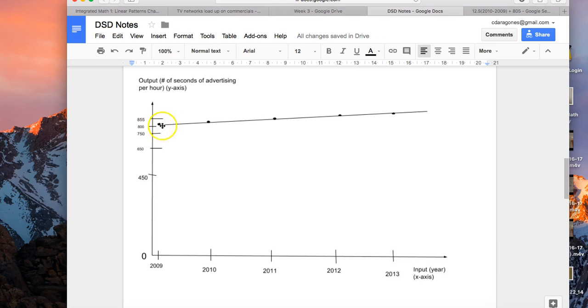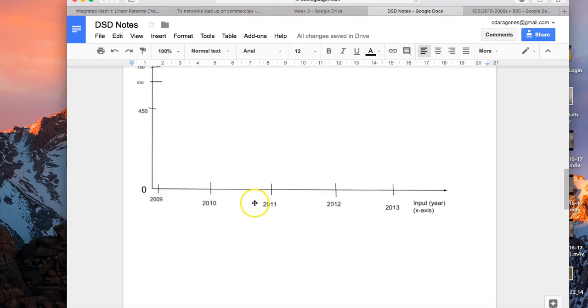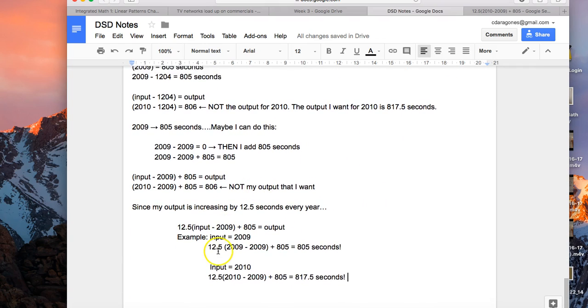For every year I start out at 2009. That's kind of my year 0. And it started out with 805 seconds. Then for every year, I went up by 12.5 seconds, starting from my starting point. So it looks like a function that works is I take my input, I subtract 2009, I multiply that by 12.5 because I'm increasing by 12.5 seconds every year. And then I add my initial 805 seconds. So I started out at 805 seconds.